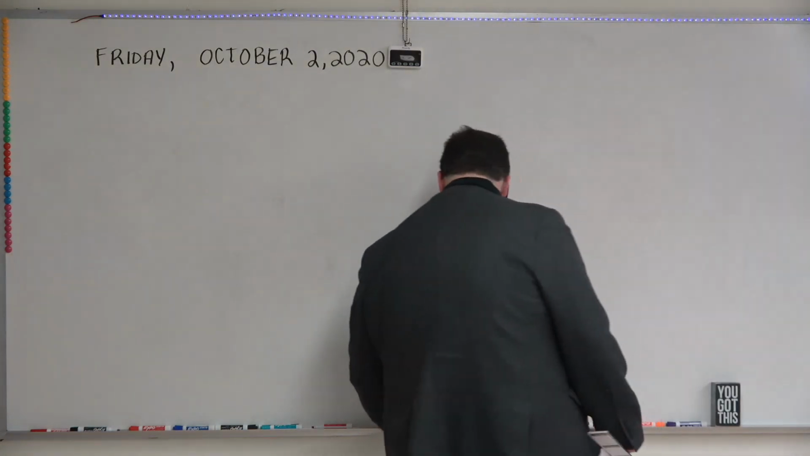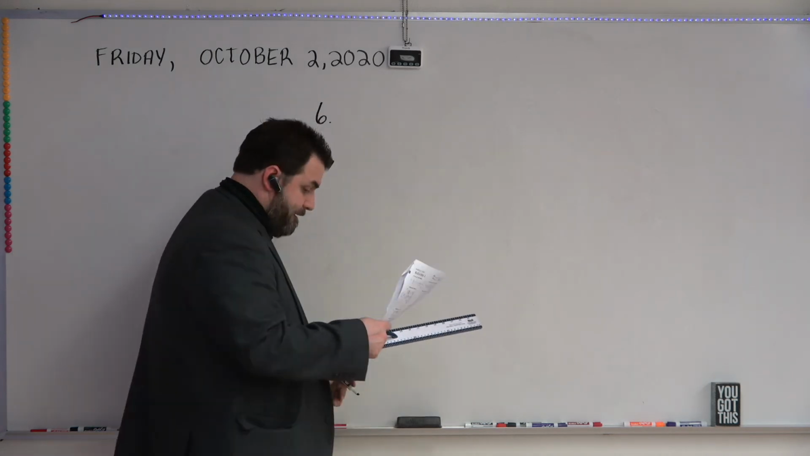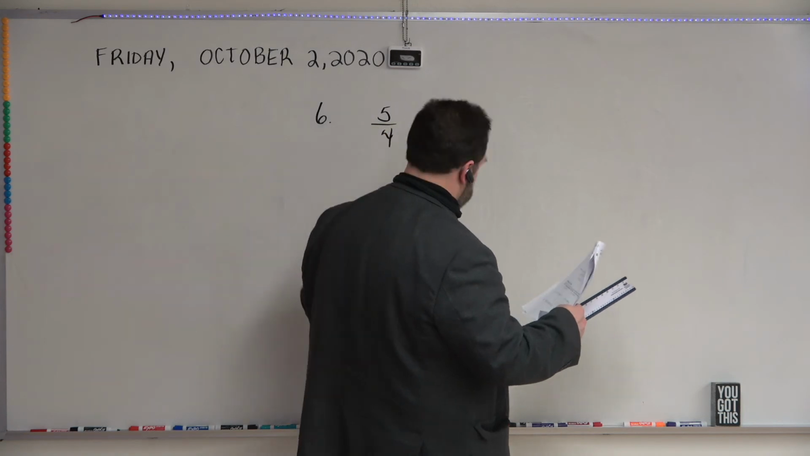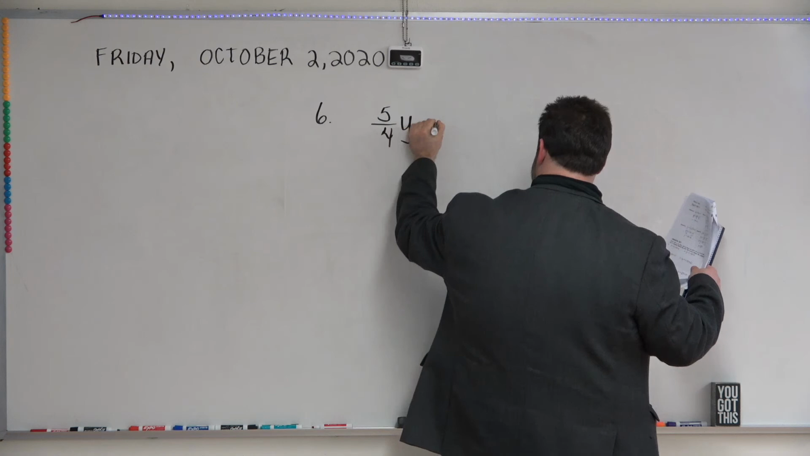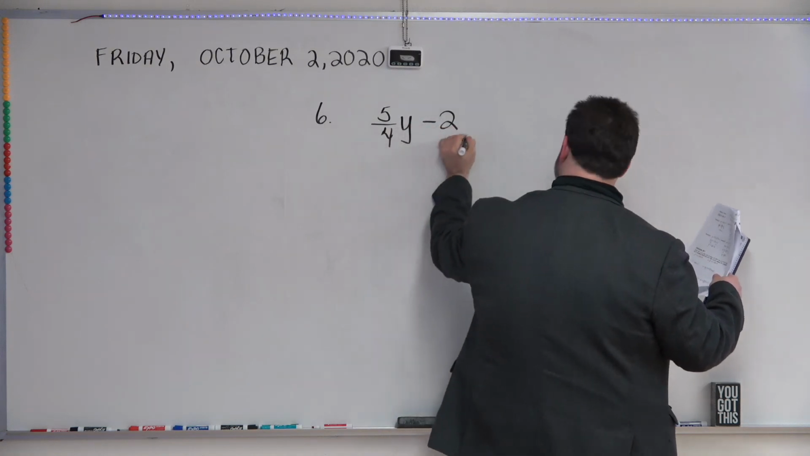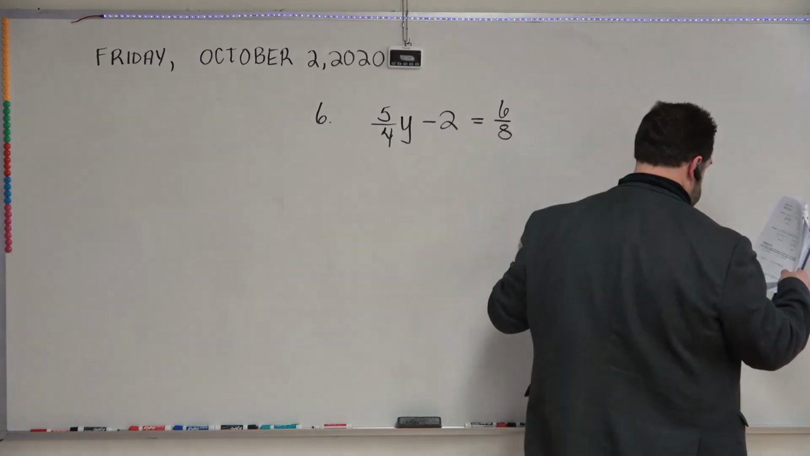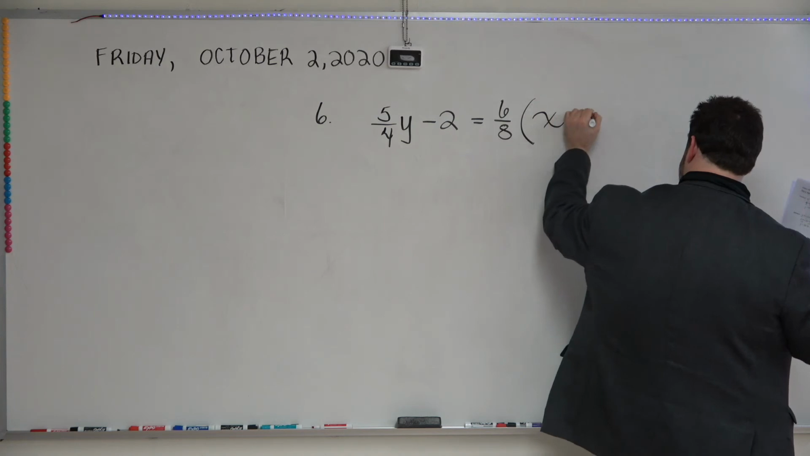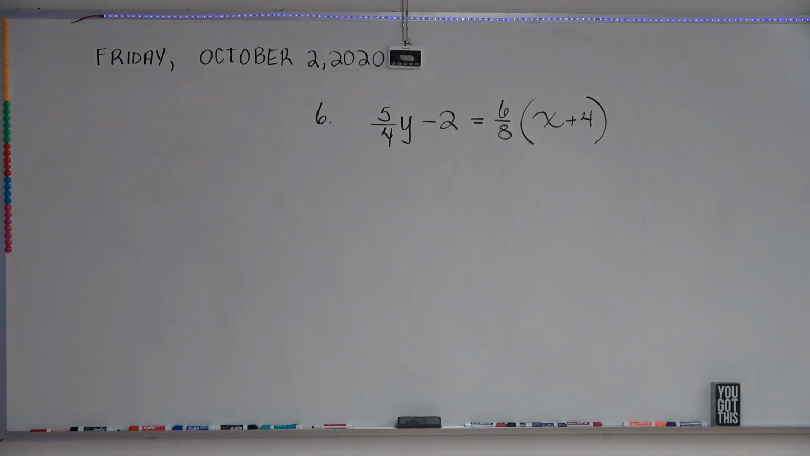Okay, finally, we've made it to the last problem. Let's push through and finish strong. Here we go. Number 6, ladies and gentlemen. 5 over 4 y minus 2 equals 6/8, open parentheses, x plus 4, close parentheses. This is our problem. We must face this together.